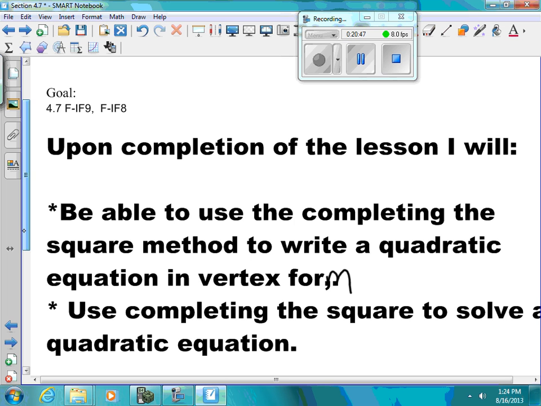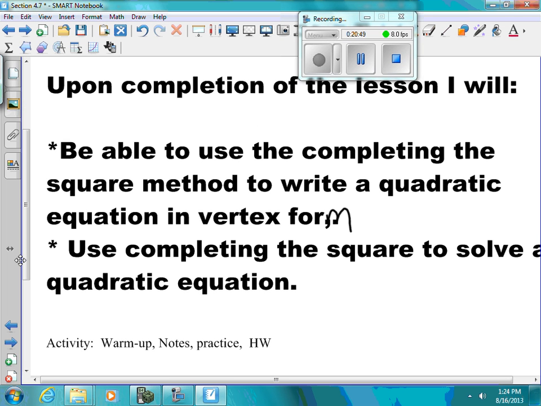So let's go back. Let's check over. Did we hit all the targets we were looking for? We wanted to be able to use the completing the square method to write a quadratic equation in vertex form, and use completing the square to solve a quadratic equation. I think we hit both of those targets.